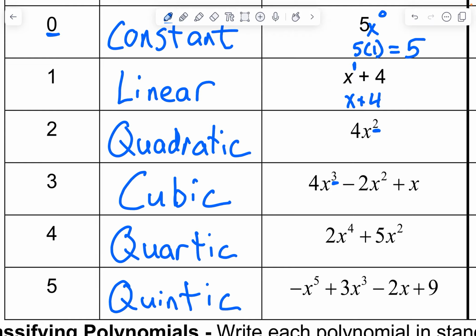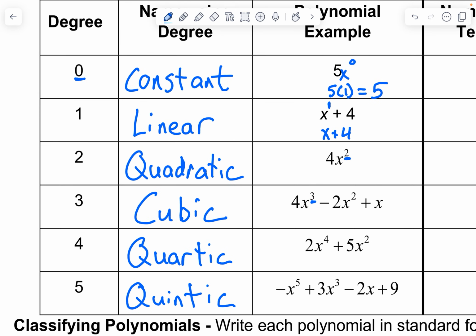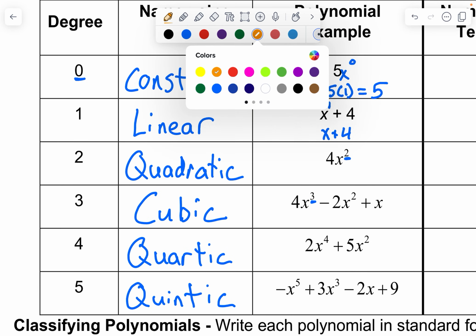So there are going to be names. I'm sure some people have come up with names for degrees of 6, 7, 8, 9, whatever. But in our class, we're mostly just going to stick to these. We're not really going to go too much higher than 5. We might see something, but you don't really have to classify it there. So we'll just stick with these ones for right now. But this is classifying by degree, your highest exponent in your polynomial.